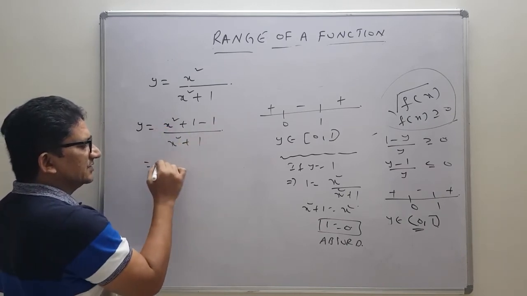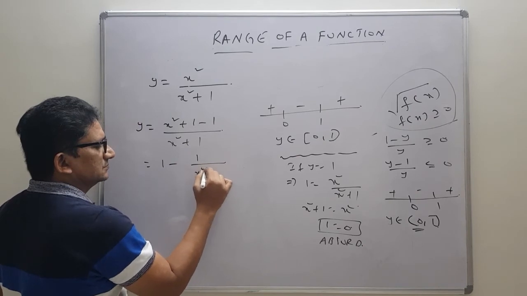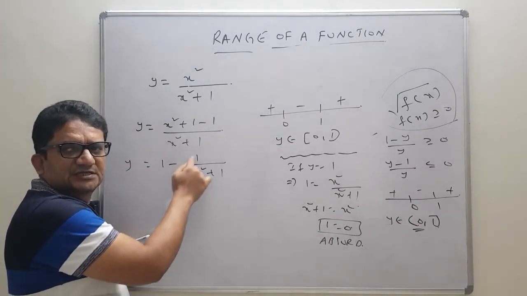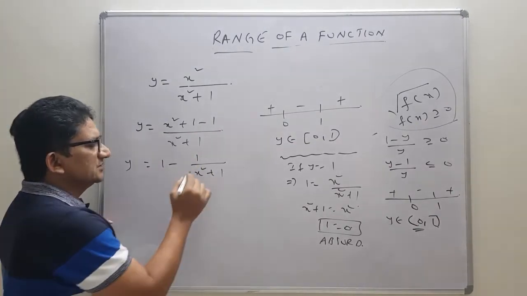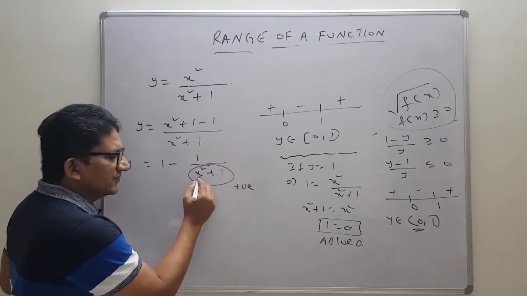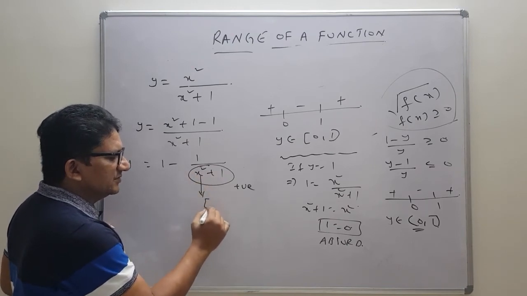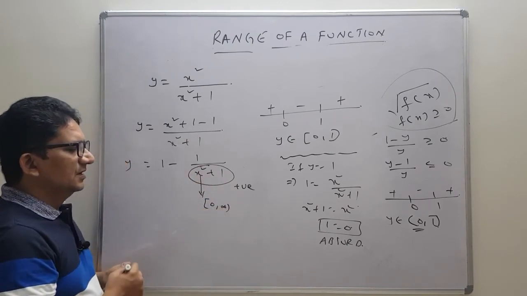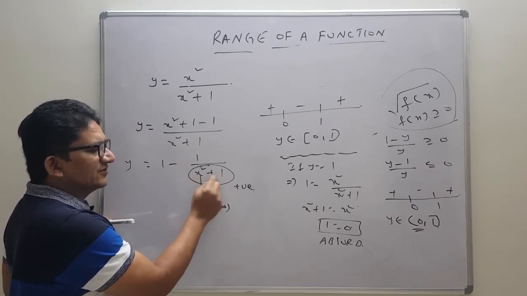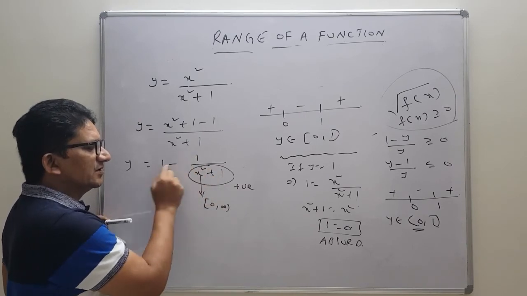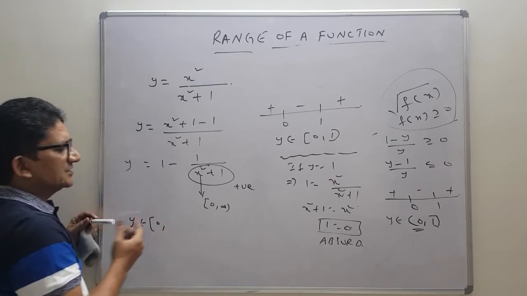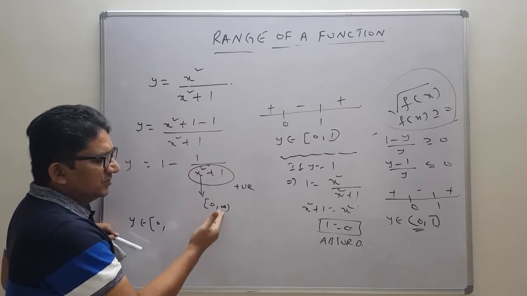That means if you split this, you will get like this. So now the function is y equals 1 minus 1 by x square plus 1. X square plus 1 is always a positive quantity. In this, if you observe, the values of x lie from 0 to infinity. If x is exactly 0, then 0 plus 1 gives 1, so 1 minus 1 will be 0. So that means y belongs to, we can write, 0.